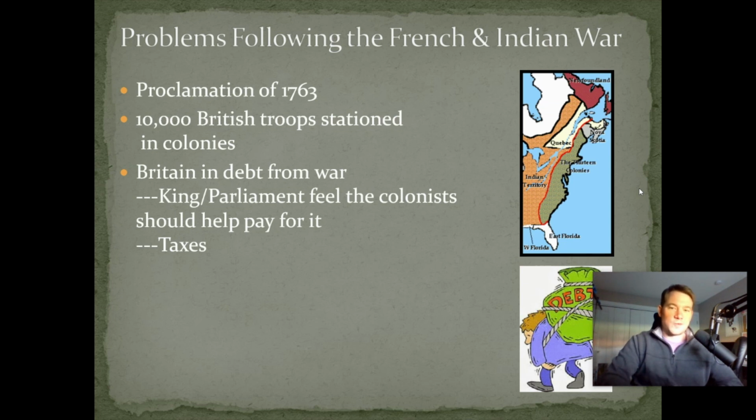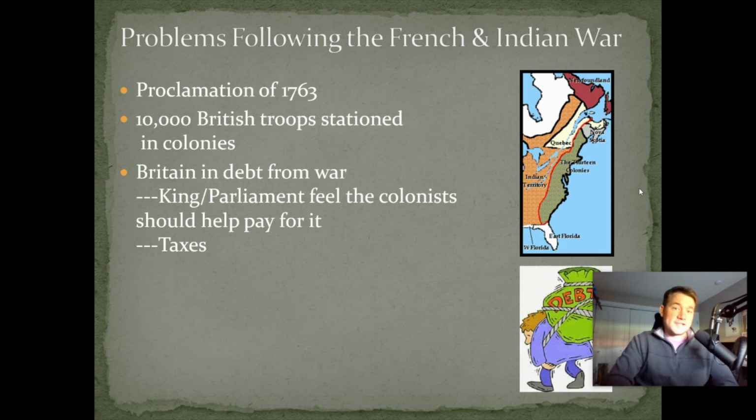They wanted to prevent another war from breaking out, so they left them here, and that was a source of conflict. And then lastly, of course, as I've been talking about, going back to the beginning of this video, the fact that Britain was in massive debt from the war, and they have to pay it back somehow.